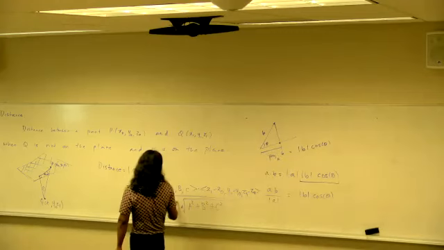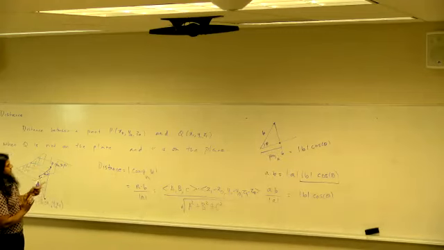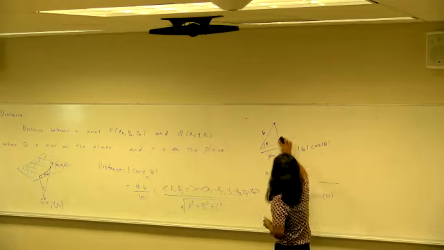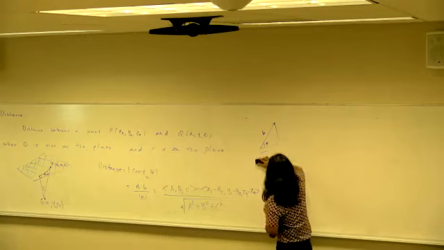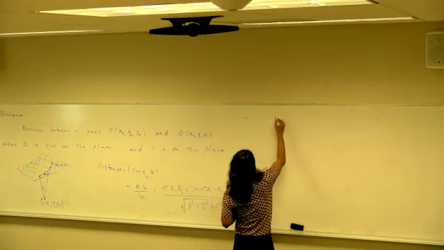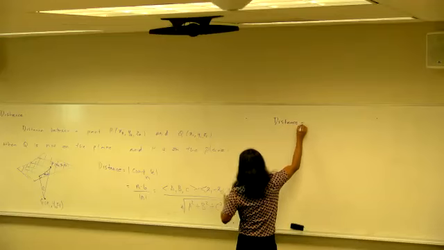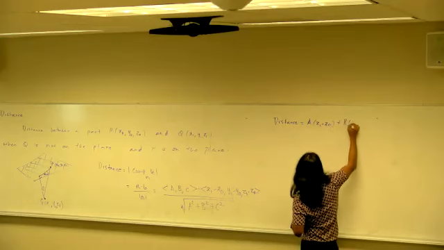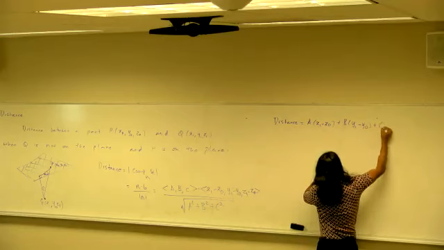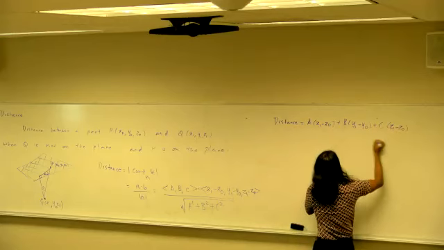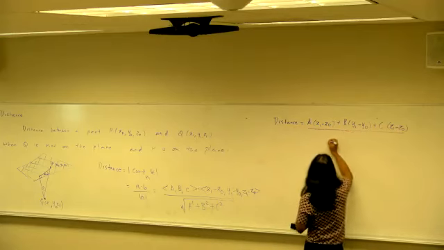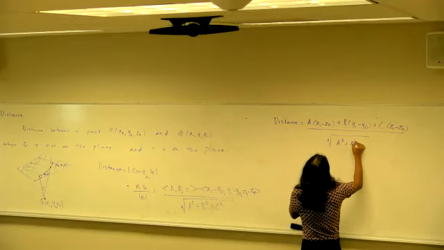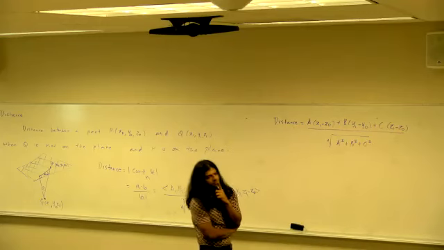One way to find the distance, another way. Oh, I can erase this. We can multiply A times x1 minus x0, B times y1 minus y0, C times z1 minus z0, divided by the square root of a squared plus b squared plus c squared. Yes?